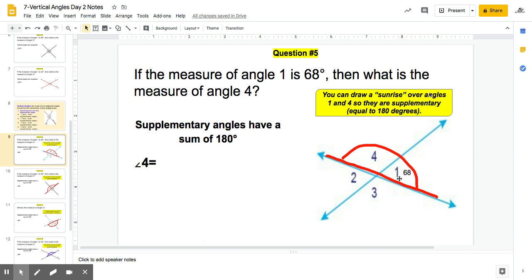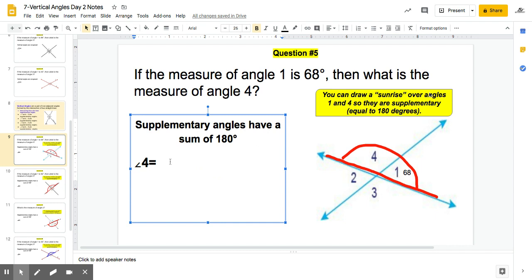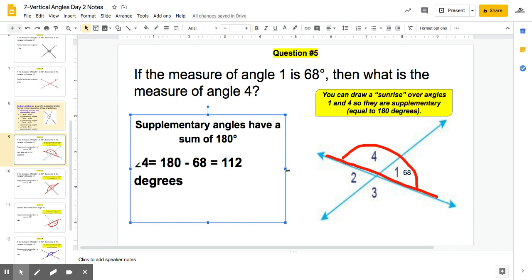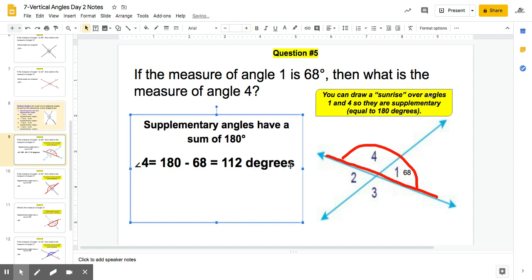If I know that angle 1 is 68, I can find angle 4 because I can simply subtract 180 minus 68, which will give me the measure of angle 4, which is 112 degrees. So the measure of angle 4 is 112 degrees. Okay?